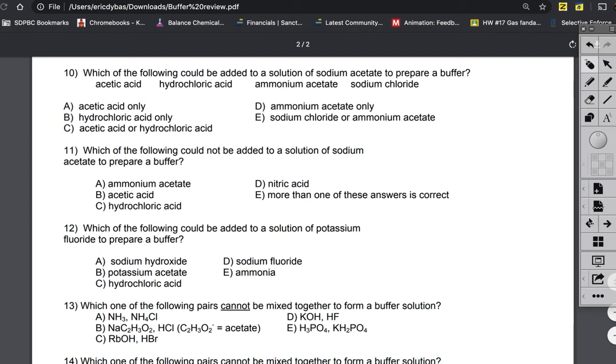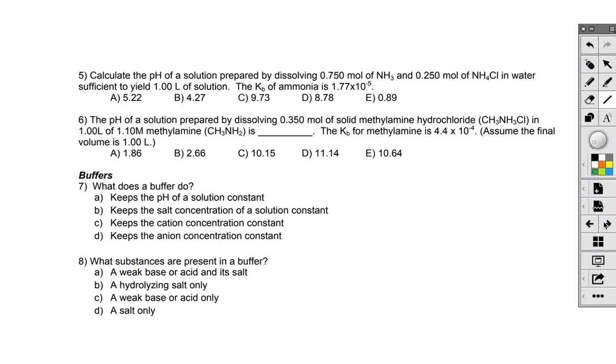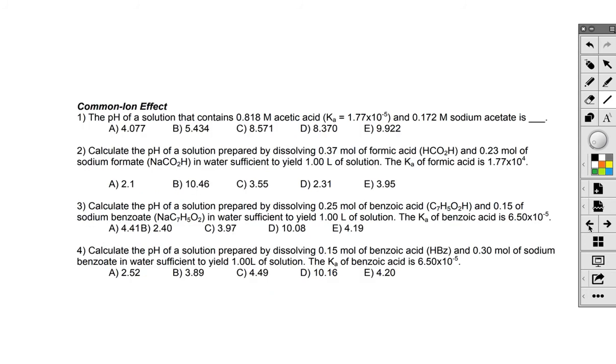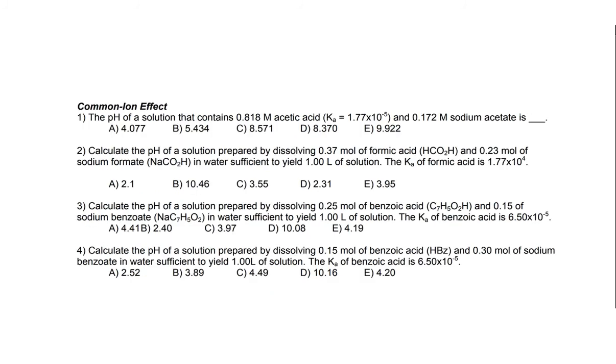All right, so I'm going to go over the questions from the buffer review so you have an idea of some of the calculations you're required to do for acid base. So first thing, it says the pH of a solution that contains 0.818 acetic acid. So that's going to be your weak acid, HA, the generic form of it. And sodium acetate, we know that's a conjugate base, so we know it's a buffer solution.